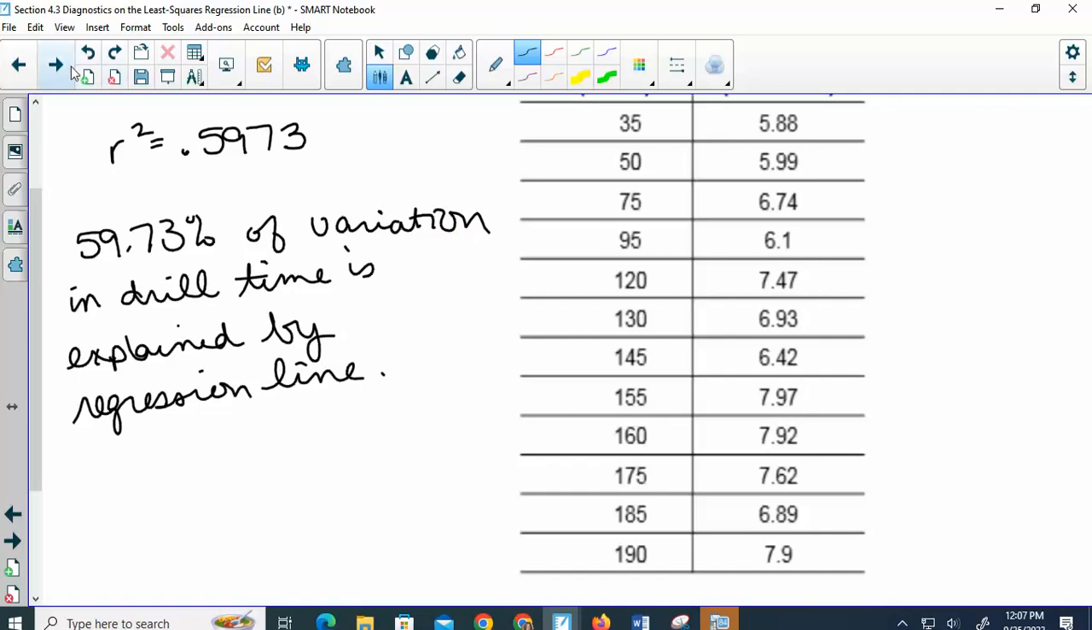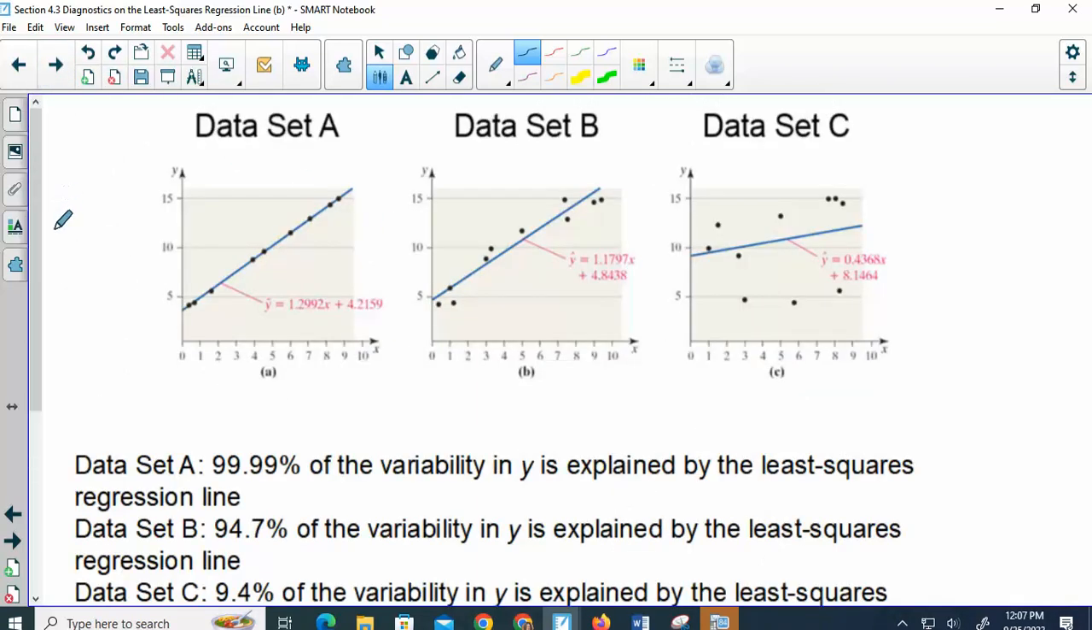On the next slide, I showed some pictures of what the different scenarios might look like. In data set A, the line and the points are very, very close. That would be when almost all of the variation is due to the regression line, like an R squared of 99.99%. In B, they're a little more spread out. That one was 94.7%. In C, there's really not much of a linear relationship at all. That one is only 9.4%. So the less linear it is, the smaller your R squared value is going to be.